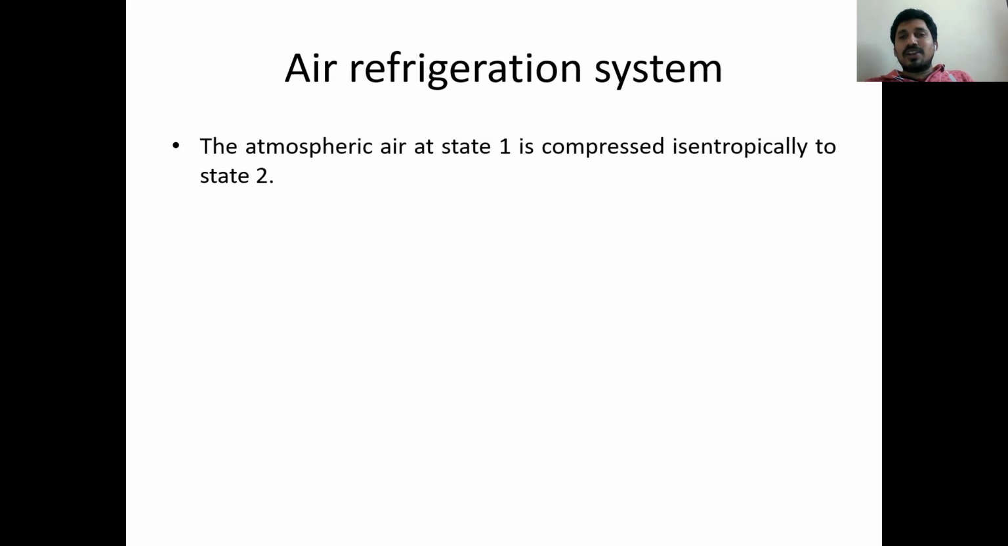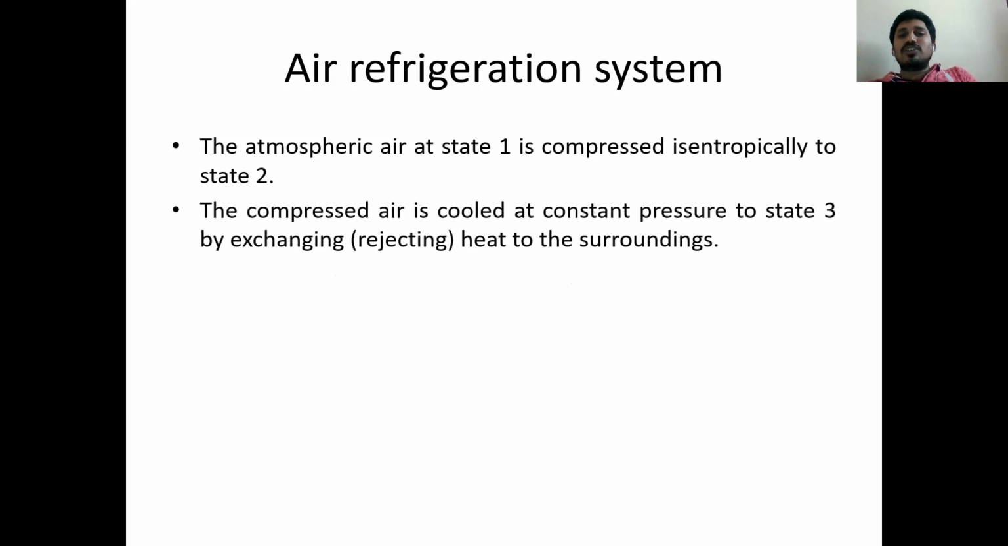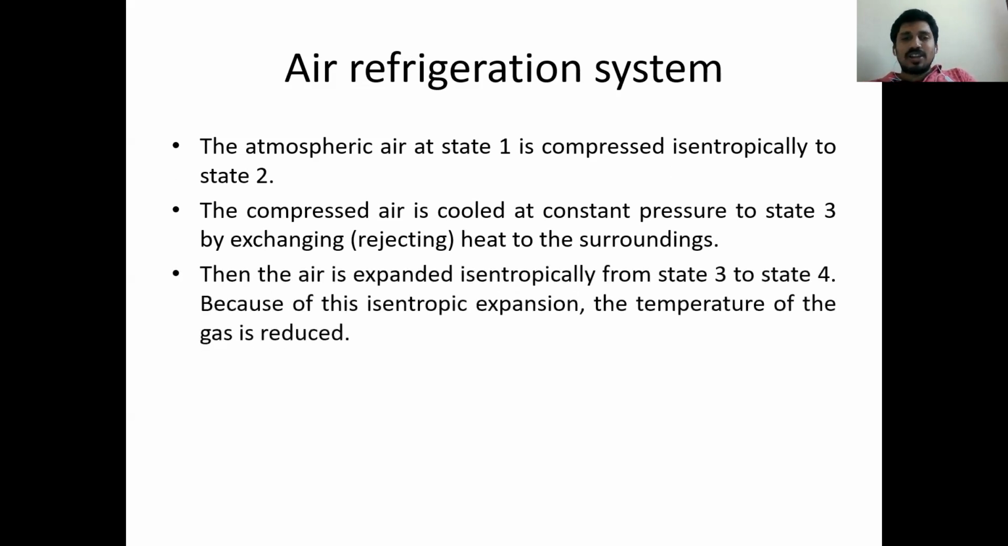Now these are the points we have seen in each and every process. Atmospheric air at state 1 is compressed isentropically to state 2. Now the compressed air is cooled at constant pressure from 2 to 3, and that heat is rejected to the surroundings, same as I explained in the working. Next, the cooled air from the heat exchanger is moved to the expander, where isentropic expansion takes place, and pressure and temperature drop.